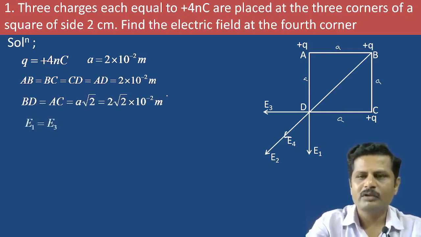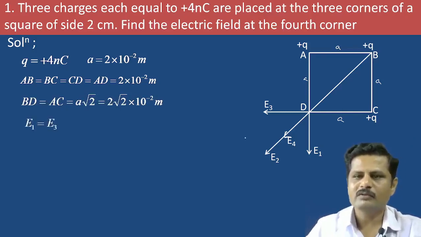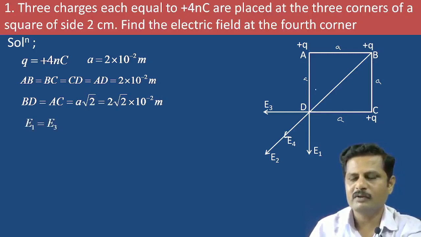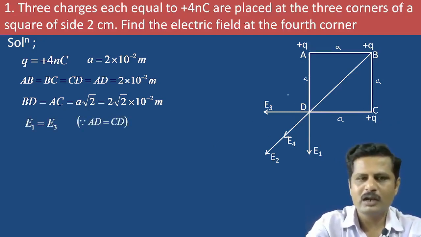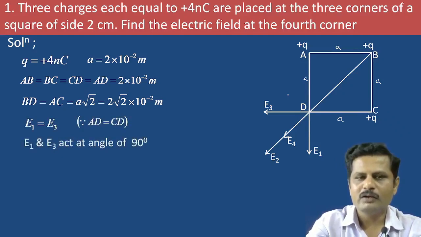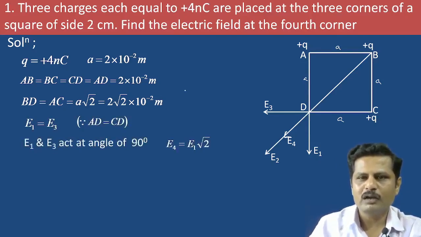Now here E1 is equal to E3. Why? Because AD is equal to CD. The point of consideration D is at the same distance from A as well as from C. So we can write E1 equals E3, and moreover they are acting at an angle of 90 degrees. If two vectors are acting at an angle of 90 degrees, then the resultant will be equal to E1 root 2. Let me consider E1 and E3 acting at an angle of 90 degrees.